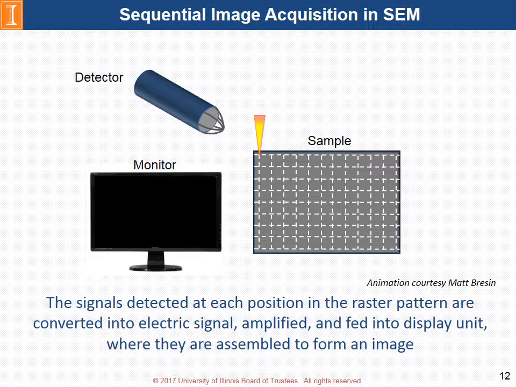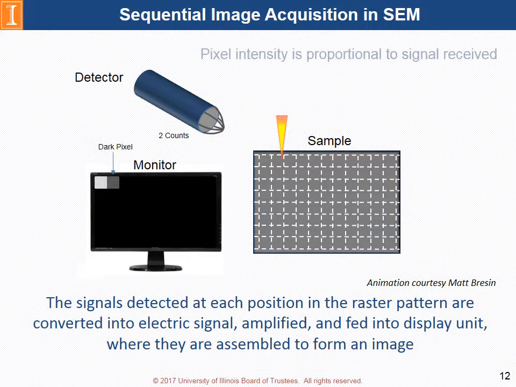The image acquisition in SEM is sequential. This animation shows you how it works. The probe is scanned in a raster pattern on the sample. The signals generated at each position are detected, converted into an electrical signal, and then amplified and fed into the display unit, where they are assembled to form an image. The pixel intensity on the display unit is made proportional to the signal received, therefore giving you an image contrast directly related to the area being scanned.